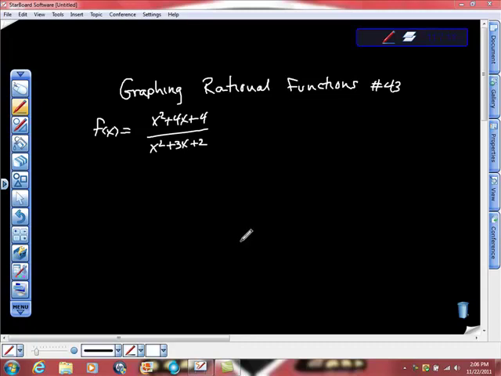So this is Precalculus, Graphing Rational Functions, number 43. The first thing I'm going to do is factor this out. I'm wondering if they share any factors, and I think they do. I think that x plus 2 times x plus 2 is x squared plus 4x plus 4, and I'm hoping that x plus 2 times x plus 1 is this piece. We in agreement? Good. Okay.